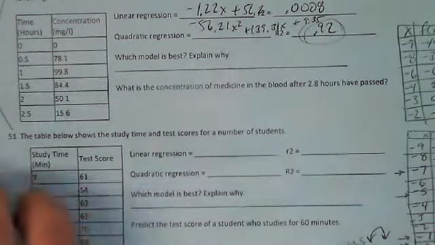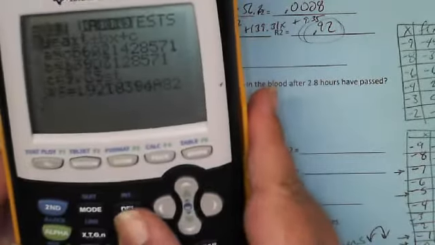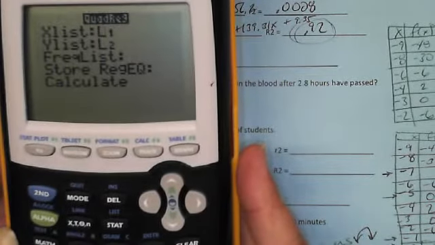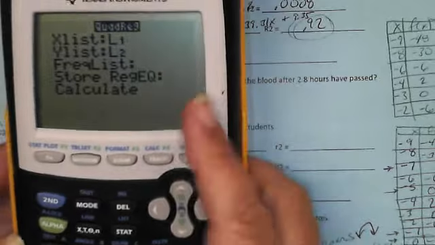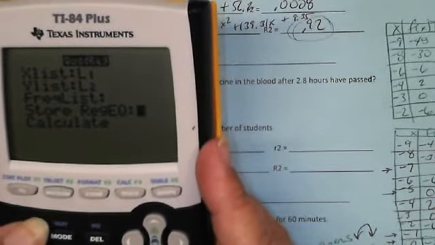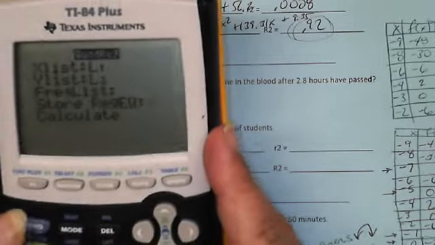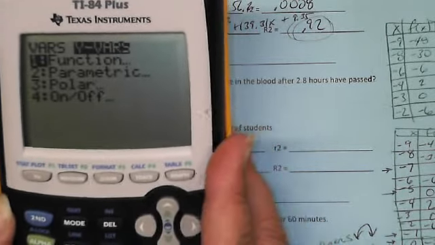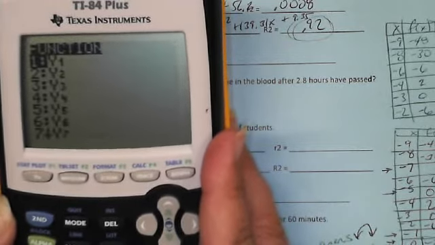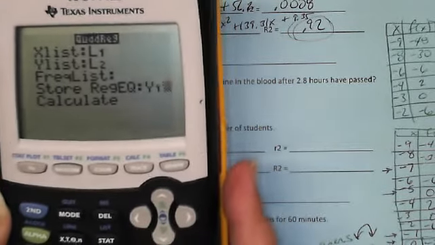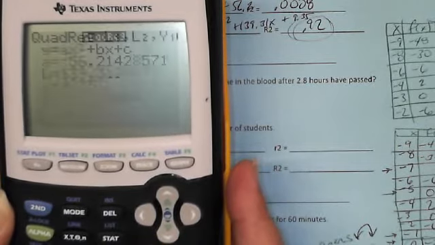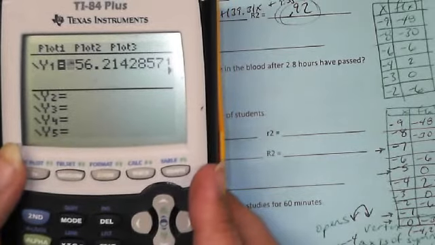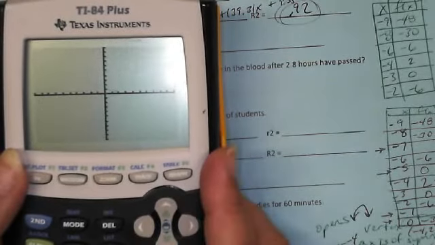And, oh, they want to know the concentration after 2.8 hours. Let me do this again. Stat, calc, number 5, and when we get to store, you want to do second, where's my vars? You want to do vars, go to your Y, put the function and 1, and now that it's in there, calculate. Okay, so now we know that when we go to y equals, our equation's already in there. You can see it.